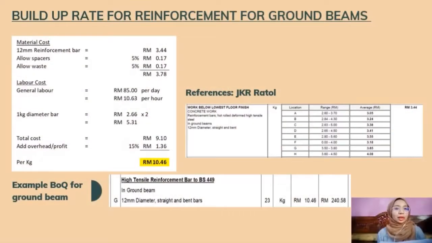To build up the rate for the reinforcement for ground beam, the first thing to be calculated is the material cost. So the price of the 1 kg diameter of reinforcement needs to be determined first, then the allowance for spacer and wastages must be included at the end of the material cost. Next, for labor cost, only general labor is used. As always, add on the overhead and profits.